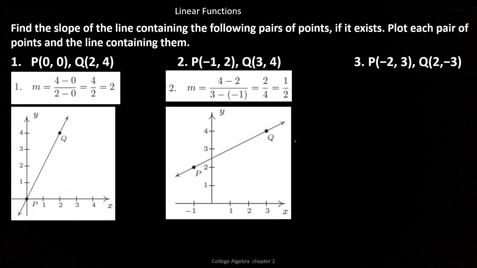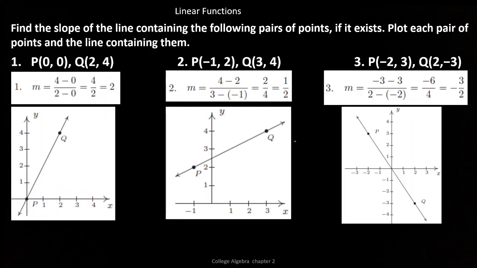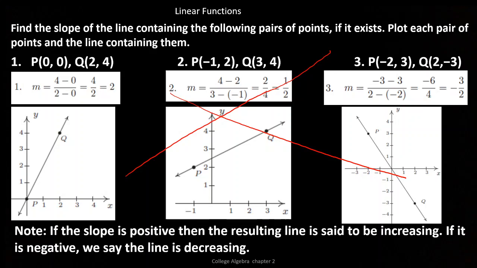And the third one, same thing. But in this case, the slope is negative. Now notice that when the slope is positive, when you go from left to right, the line rises. And when the slope is negative and you go from left to right, the line falls. So negative slope indicates that the line falls from left to right, and positive means the line rises.